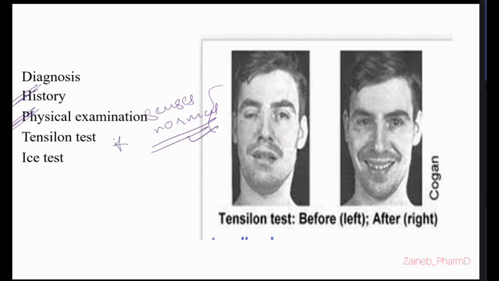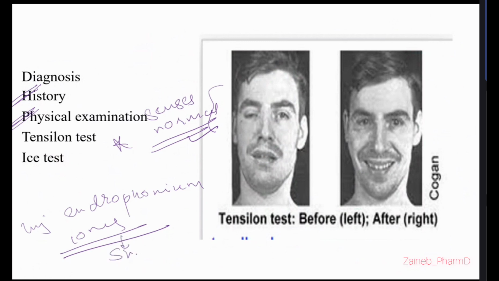Then we have a very famous test, which is known as the Tensilon test. What is the Tensilon test? It makes use of injection edrophonium 10 mg. Edrophonium is a short acting acetylcholine esterase inhibitor. The enzyme which degrades the acetylcholine, it inhibits that. So the amount of acetylcholine on the receptor remains for a longer period of time, so the symptoms may be relieved for a short period of time.